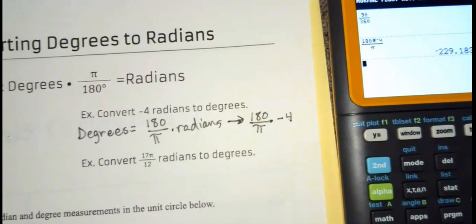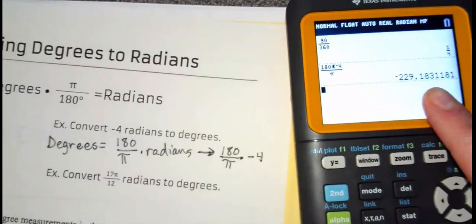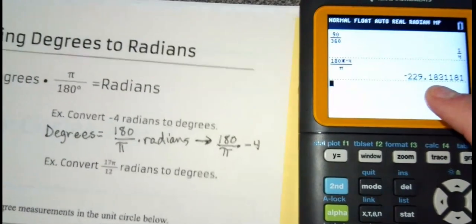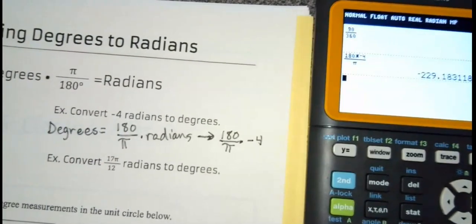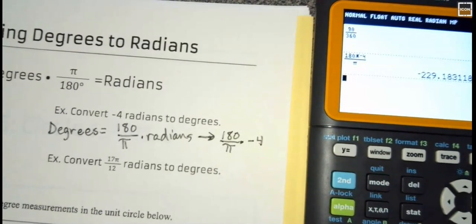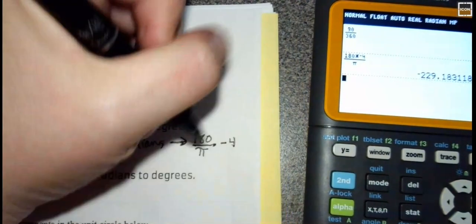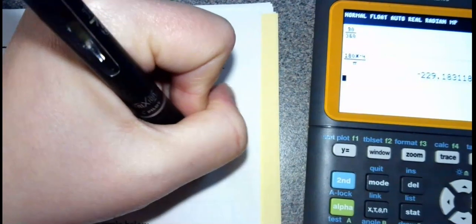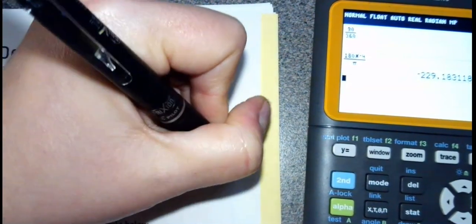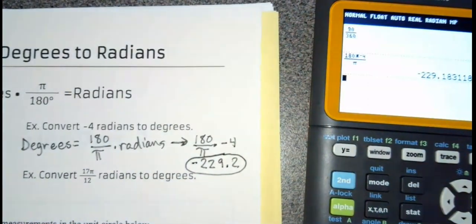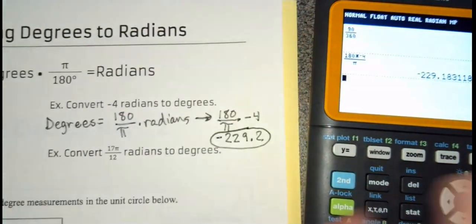The thing that kind of throws people off is this just looks crazy. It's -229.2, and a lot of times people are like, is that right? That doesn't make sense. How is that right? That is the correct answer. It's -229.2 degrees.